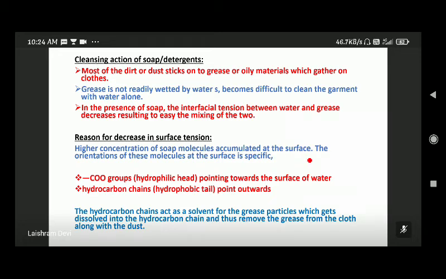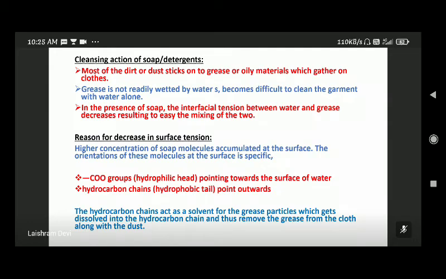These surfactants have a specific orientation. The molecules of the surfactants have a very specific orientation. Okay. So the carboxylic groups, the COO groups, are known as the hydrophilic head. They point towards the surface of water because hydrophilic means water loving. So that's why they will have greater affinity towards water. So they will point towards water, which is also called the head.